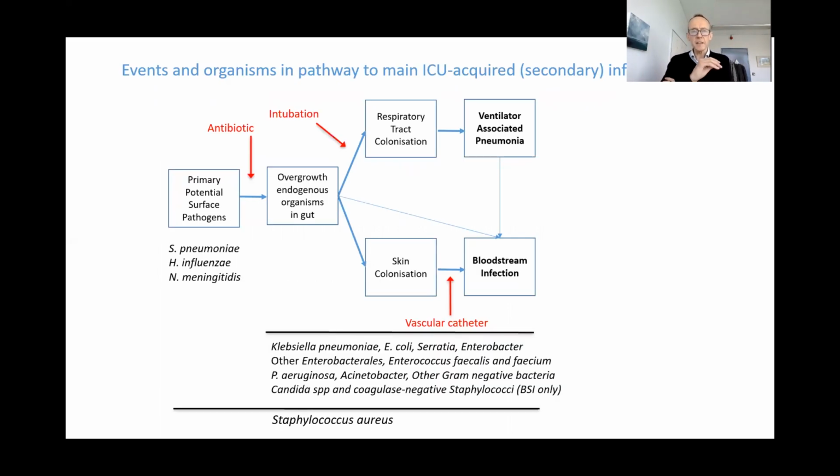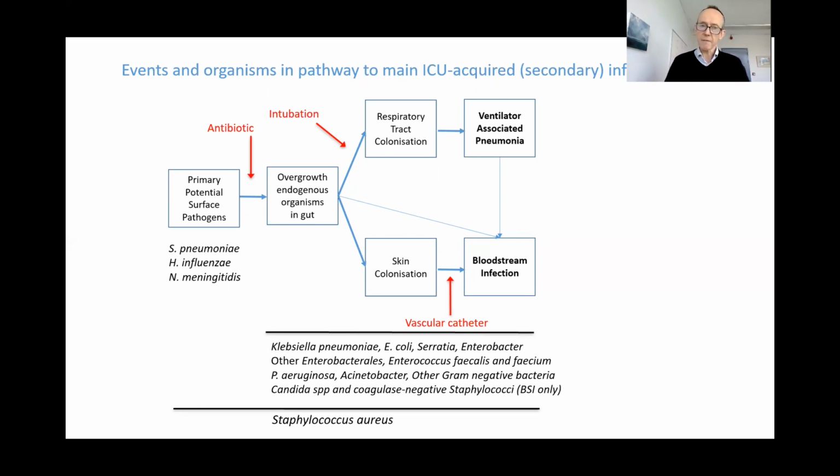Okay, so first let's talk about generally ICU-acquired infections. Patients coming onto the intensive care unit are covered with what we call primary potential surface pathogens. Relevant to the chest, that means in the back of their throat they have Streptococcus pneumoniae, Haemophilus influenzae, perhaps Neisseria meningitidis, all of which can cause infection but usually don't. You give someone an antibiotic, and these usually antibiotic-susceptible bugs tend to disappear. And you select for overgrowth of endogenous, predominantly gram-negative organisms in the gut.